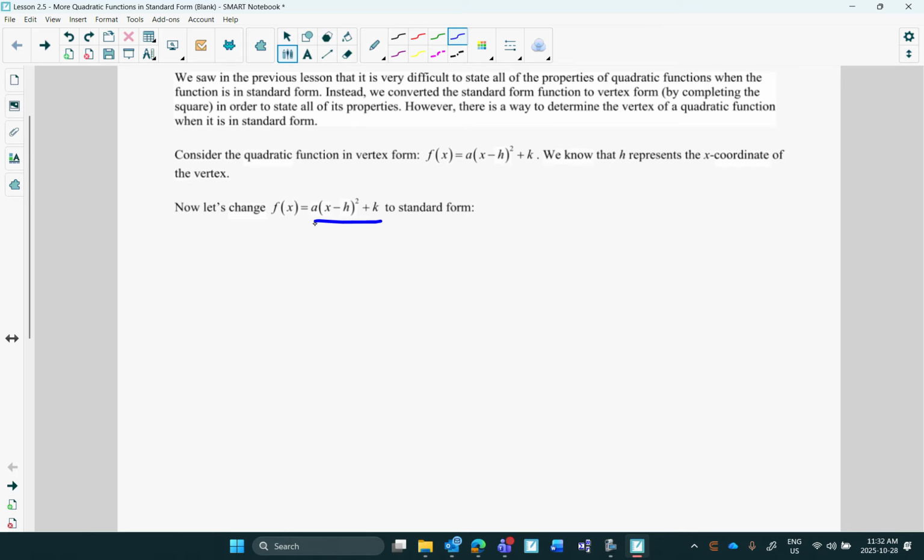Okay. We are going to take this and put it into vertex. So I don't have any numbers. It's just a general formula. Well, x minus h all squared means x minus h times x minus h. I just wrote out the x minus h squared.